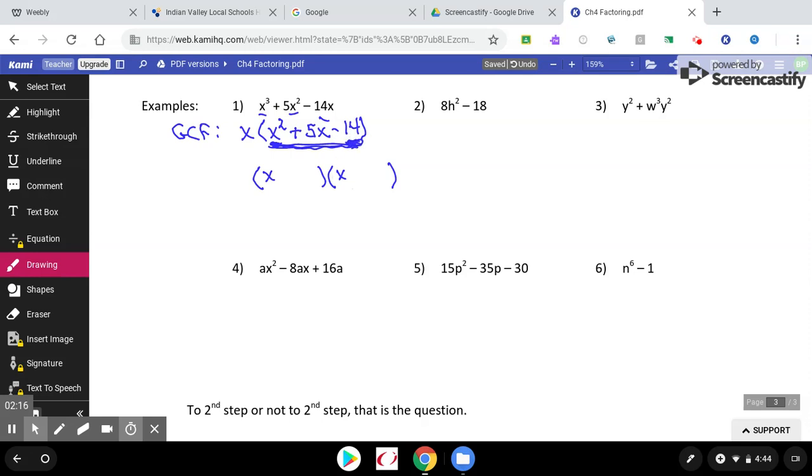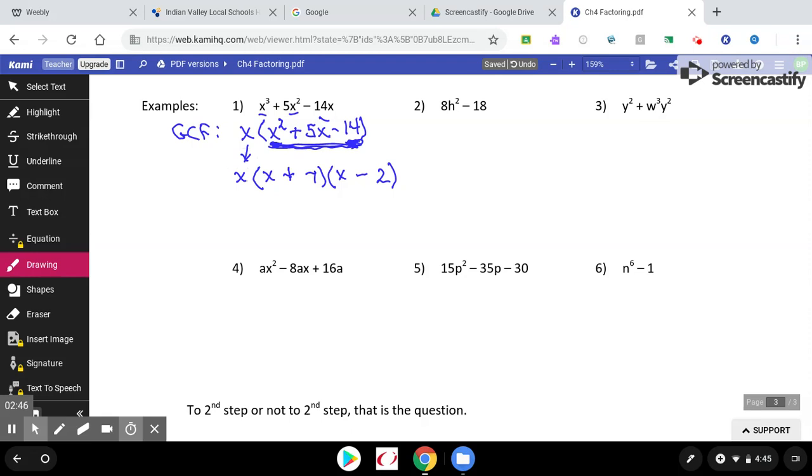So I jump down here to the end and I say, what times what is 14? 7 times 2 is 14. How do I get a negative 14? Well, that means one of these guys would have to be negative, and one of them would have to be positive. Now, how did I know which one was negative and which one was positive? Well, I'll show you here in a second. But I do want to drop this x down because he becomes part of the answer. So the GCF, got to write them. Okay, now, maybe I got the signs backwards.